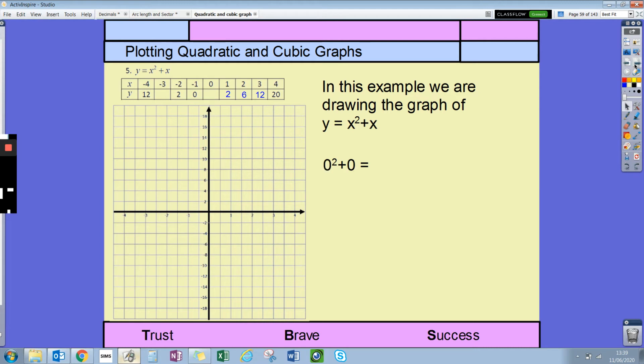Then repeat with the 0. 0 squared plus 0, which is 0. It's completed the -1 for x and the -2 for x. So we're going to move on to -3 for x.